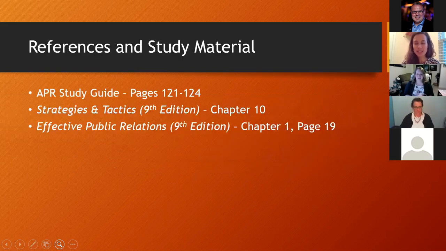So this first slide here just talks a little bit about some references and study material. Obviously, your APR study guide is your number one, but these two books, Strategies and Tactics, was always my favorite. This book really provides some solid examples, one after another, for all the chapters, really, but especially for this topic. So if you've got the 9th edition, chapter 10, and then also Effective Public Relations, whether you have the 9th edition, which I know is probably a little old, there may be a 10th or 11th out there now, but it was one of the first chapters. It just has one page on it.